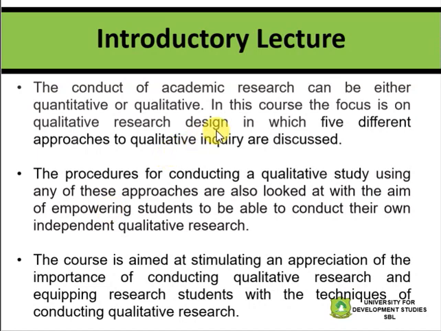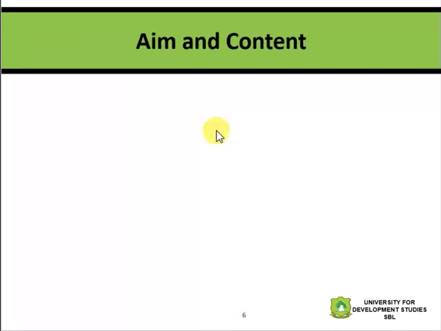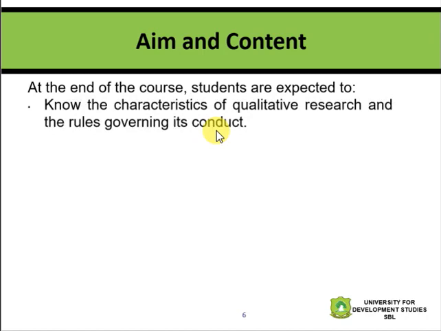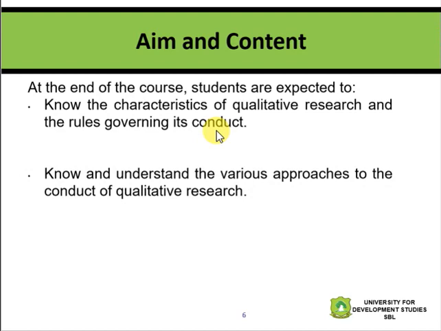Okay, so what is the aim of the course? At the end of this course, my expectation is that all of you should be able to know the different features of qualitative research. You should be able to understand what research is basically, know the different features of qualitative research, and understand the rules that govern our conduct of qualitative research. You should also know and understand critically the various approaches one can use to conduct qualitative research. And finally, you should be able to conduct qualitative research on your own without anybody's assistance. I hope we'll be able to achieve this objective.